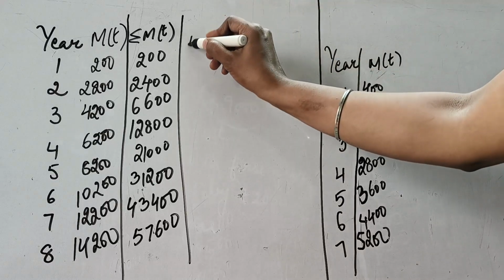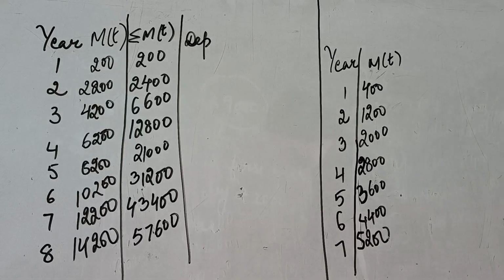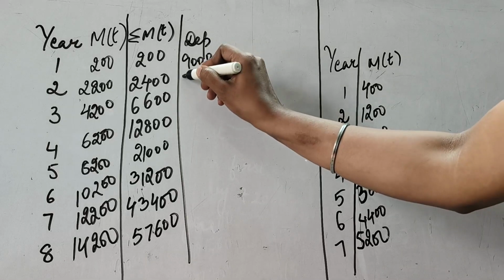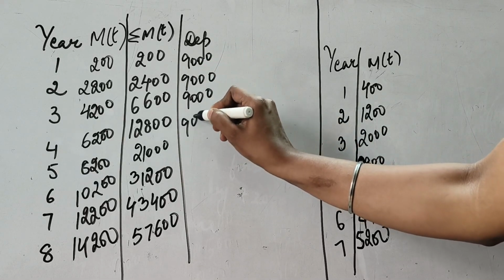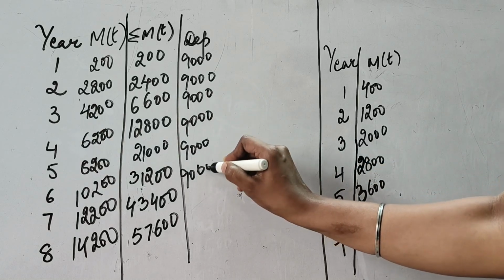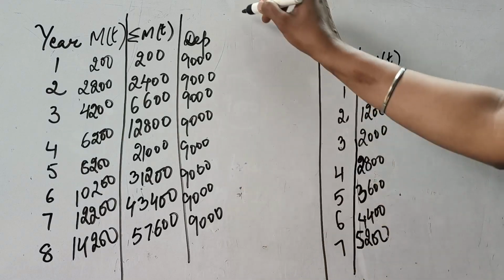Next is the depreciation. For depreciation we have to apply the formula C minus S. In this question there is no salvage value. So C, cost, was 9,000 which is fixed. So you will be putting 9,000 for every year. If the salvage value would have been different, then depreciation would have been calculated differently for different years.